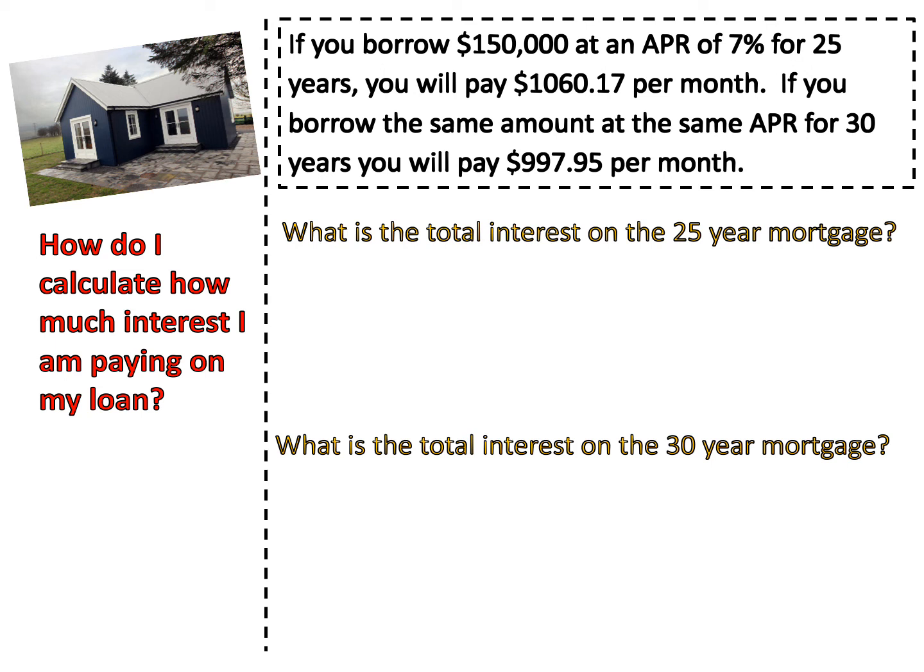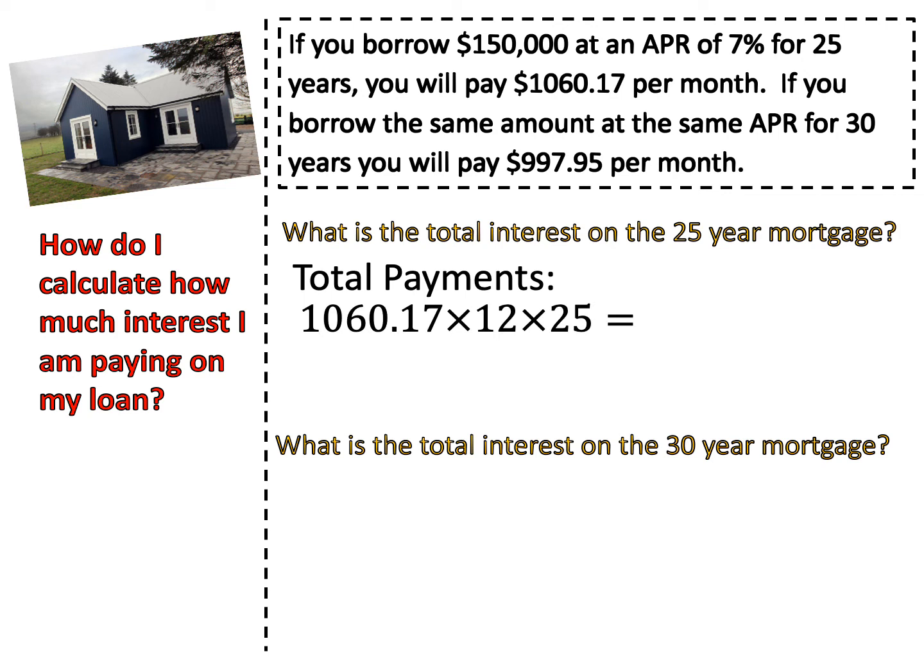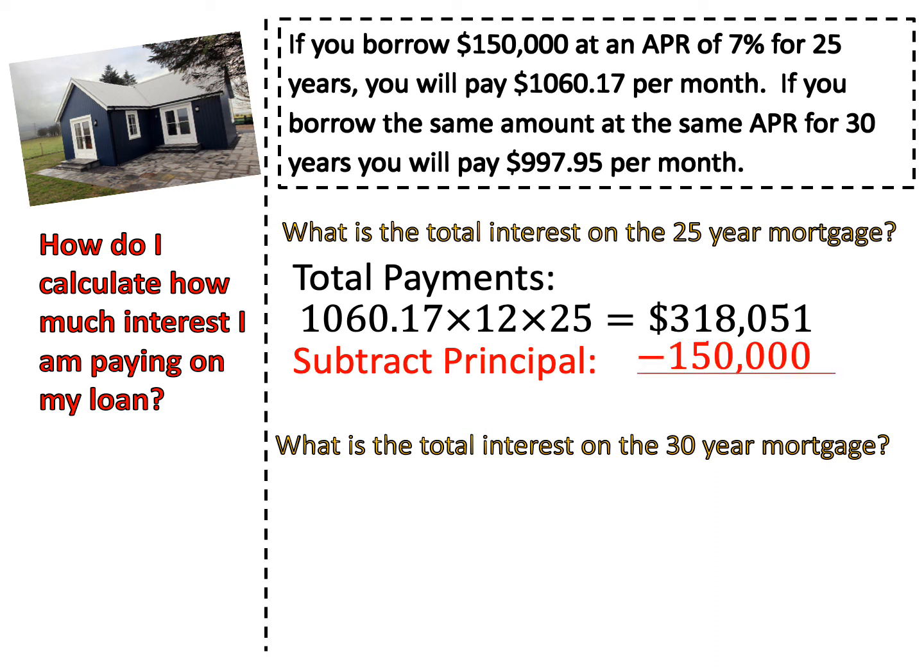Okay, so we already know the monthly payment. So what we're going to do is take $1,060.17, multiply it by 12 because you make 12 payments in a year, and multiply it by 25. So we get $318,051. Now we're going to subtract the principal. The principal in this case is $150,000. And when we do that, we get $168,051.